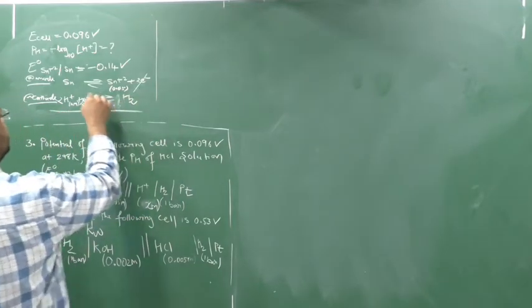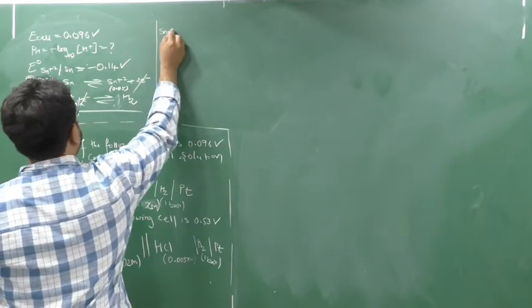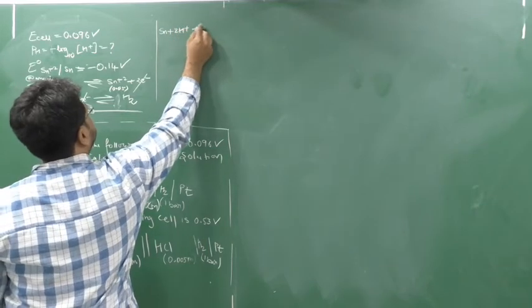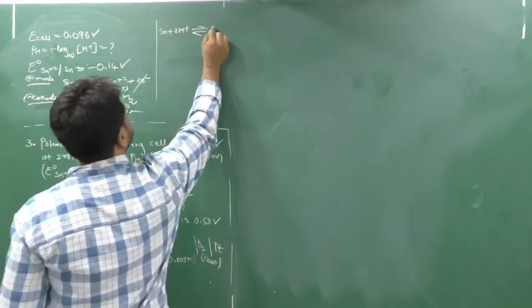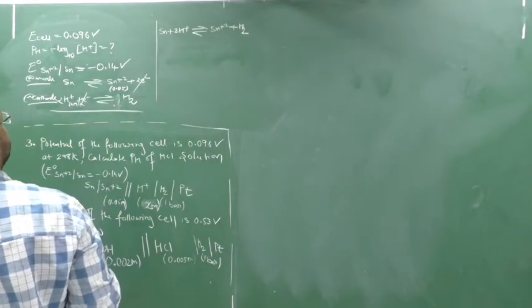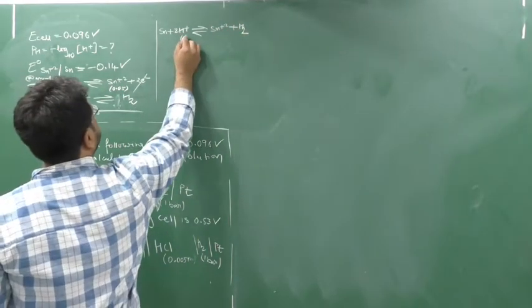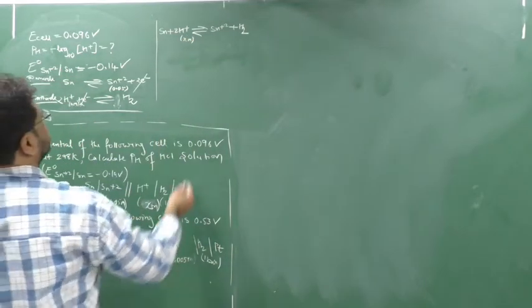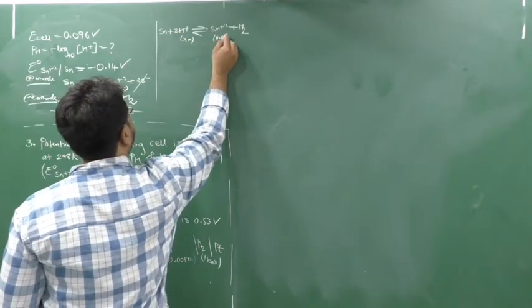So your net reaction will be Sn plus 2H+ gives Sn2+ plus H2. For Sn plus 2H+, the H+ concentration is X molarity, and Sn2+ is 0.05 molarity. Clear?